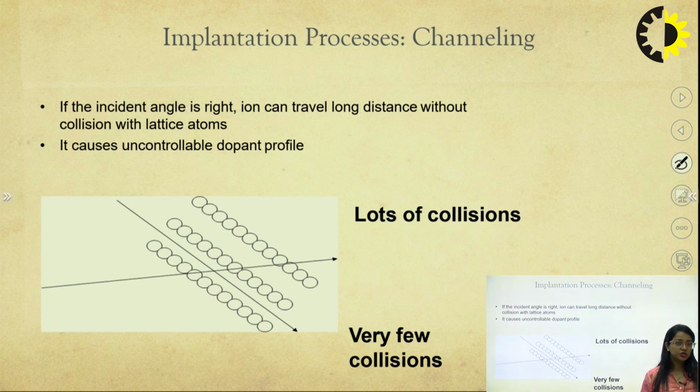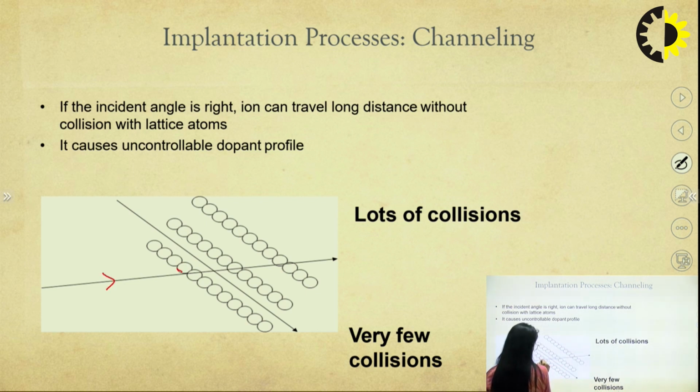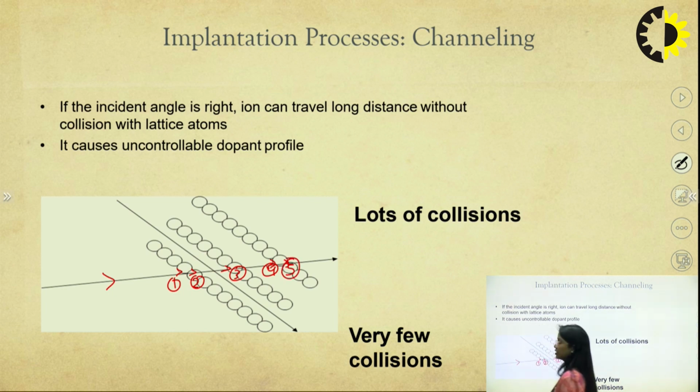So, we will also study more on channeling. What is happening in channeling? If the incident angle is right, the ion can travel a long distance without collision with the lattice. It causes an uncontrollable dopant profile. We can see that we are adding a dopant in this direction. It will first hit this molecule, then this molecule, then the next. So it has a first collision, second collision, third collision, fourth collision, and then a fifth collision. So, the chances of entering at a higher depth are very poor.